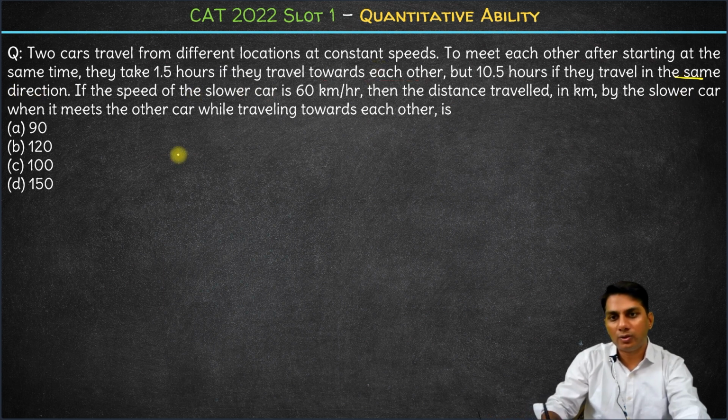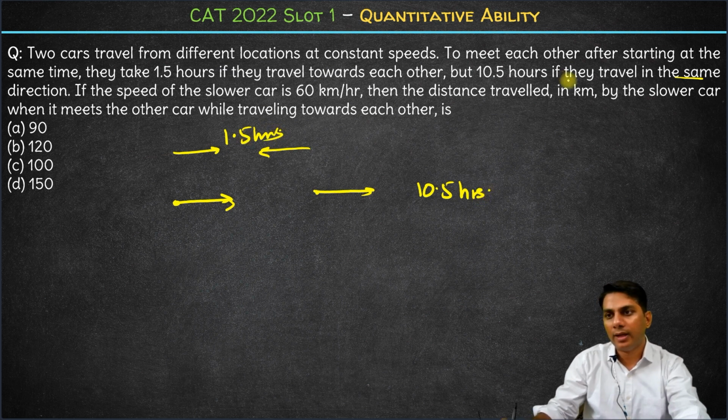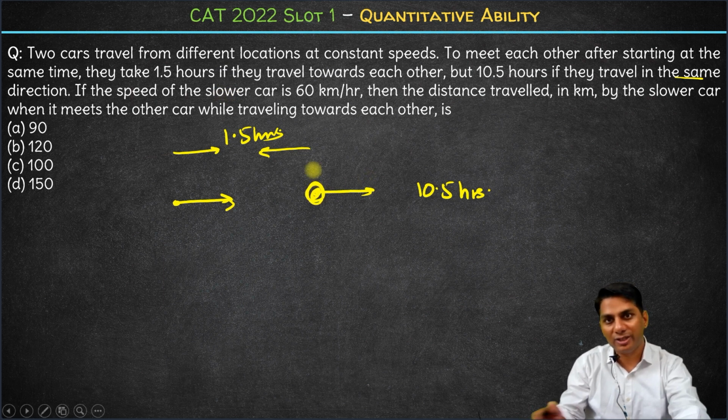So if they travel towards each other, it will take them 1.5 hours. But if the faster one chases the slower one, then it will take them 10.5 hours to meet. Okay? Now if they travel in the same direction, obviously this is going to be the slower car, the one which is being chased.